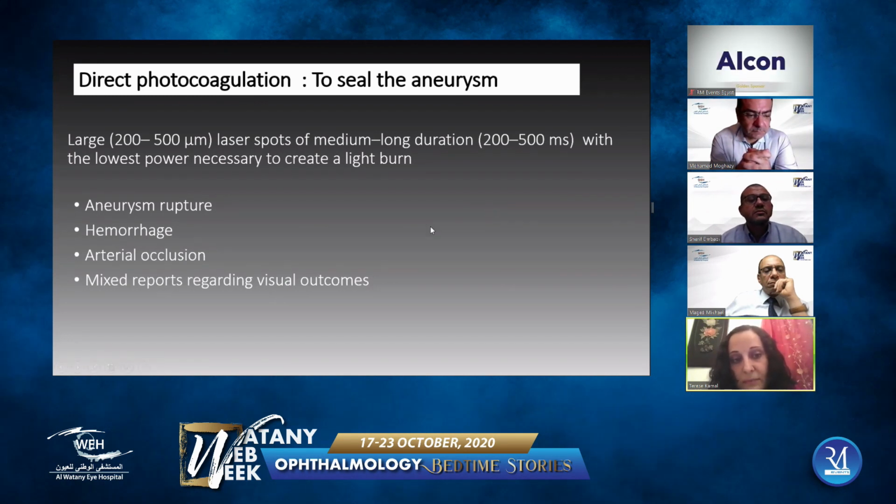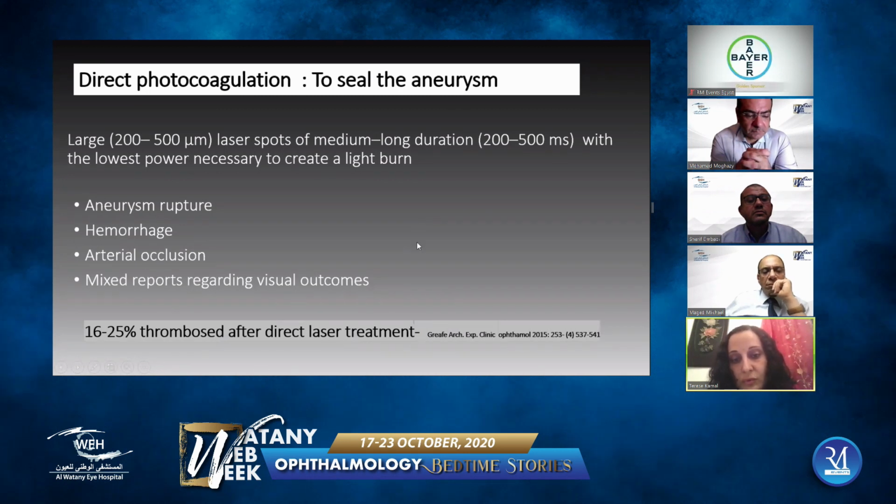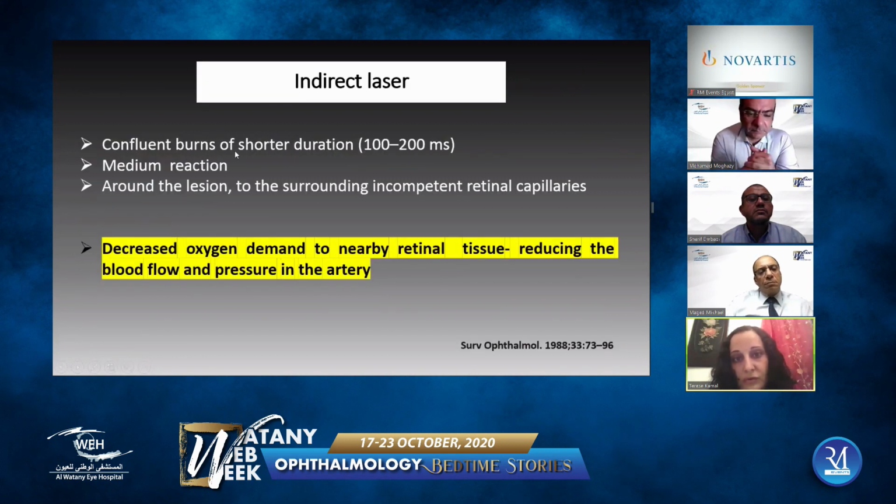We have mixed reports regarding the visual outcome, saying that 16 to 25% of these patients would thrombose after a direct laser treatment, and this is quite similar to what would have happened anyway if you didn't have the laser. The indirect laser treatment consists of confluent burns of shorter duration, medium reaction around the lesion, to the incompetent vessels that are believed to be part of the cause of the macular edema. The rationale is a decrease in oxygen demand to nearby retinal tissue, which reduces blood flow and pressure within the artery and would induce involution of the retinal arterial macroaneurysm.